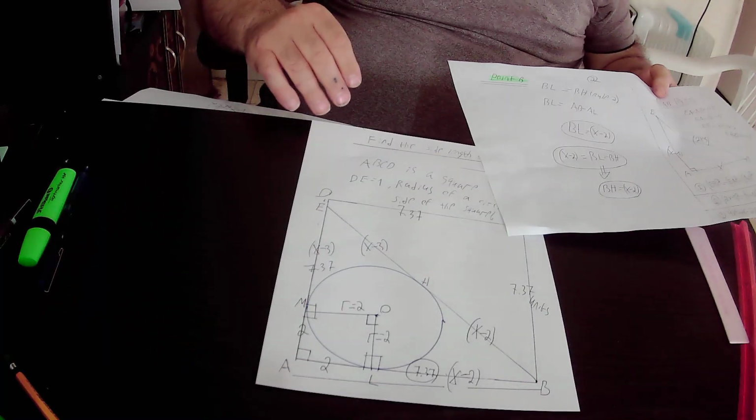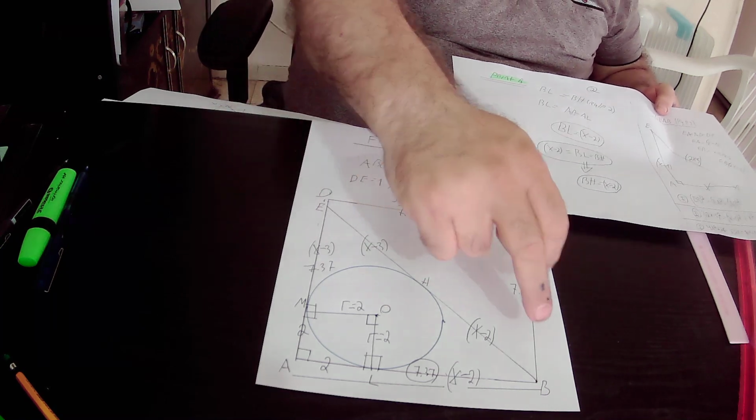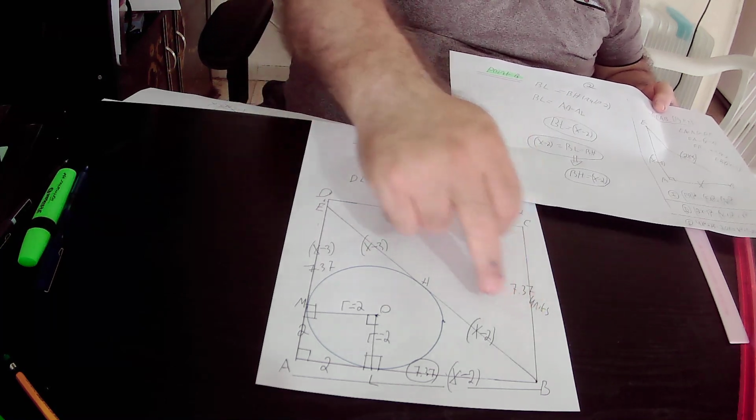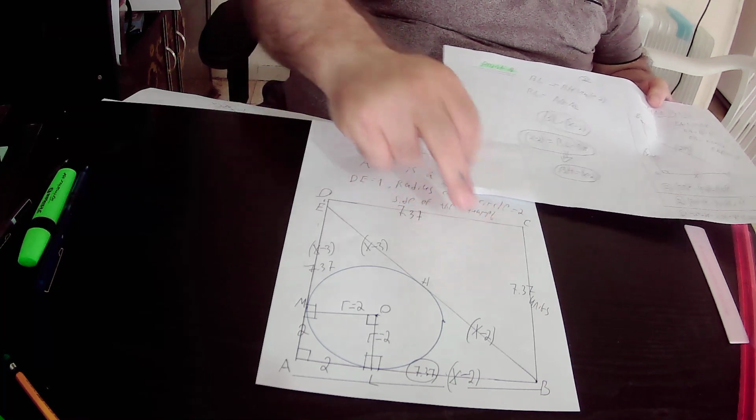And what is the length of the hypotenuse EB? You can see from the drawing that the hypotenuse EB equals x minus 3 plus x minus 2.